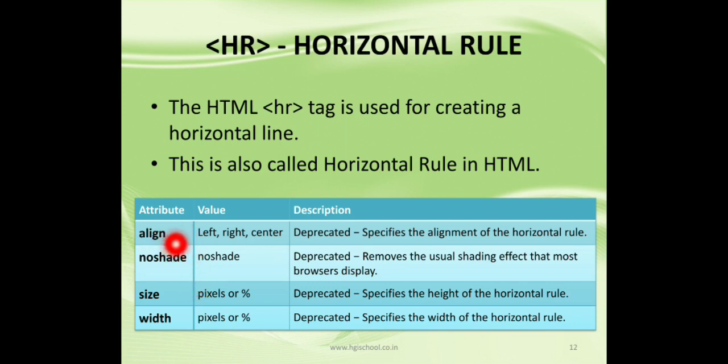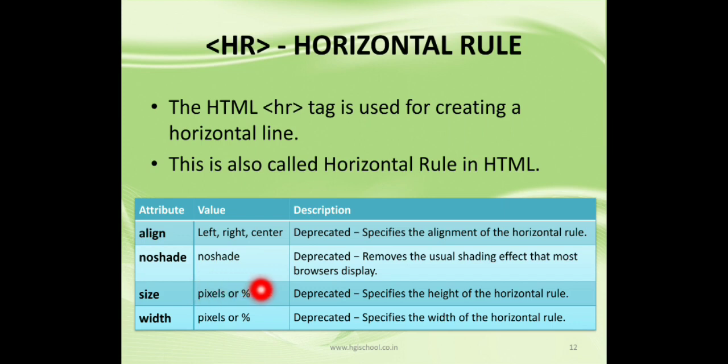First of all, align: left, right and center, 3 values will be there. That means it will set the alignment of the line to the left, right or center. Noshade will remove the shadow. By default in most web browsers the shadow is displayed. So if we have to remove the shadow, we have to directly write noshade.